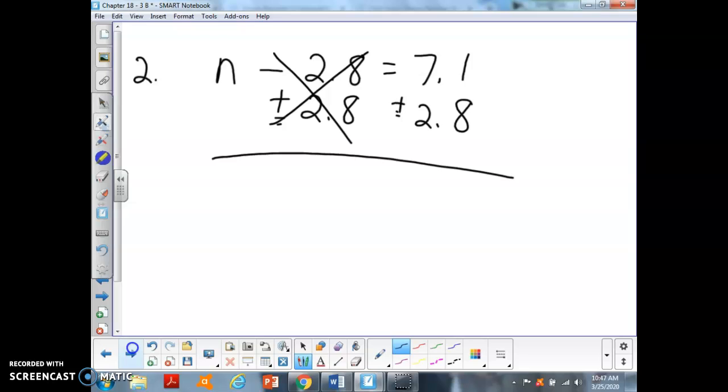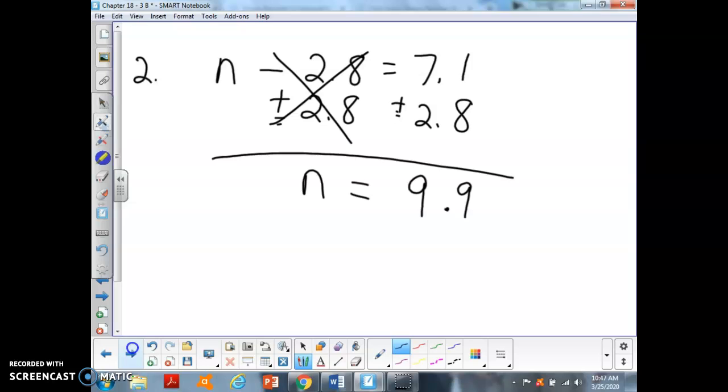When we add 2.8 to a negative 2.8, it becomes 0, and we're left with just n. Make sure I add over here. 1 plus 8 is 9. Decimal point, 7 plus 2 is 9. Our unknown, our variable n, is equal to 9.9.